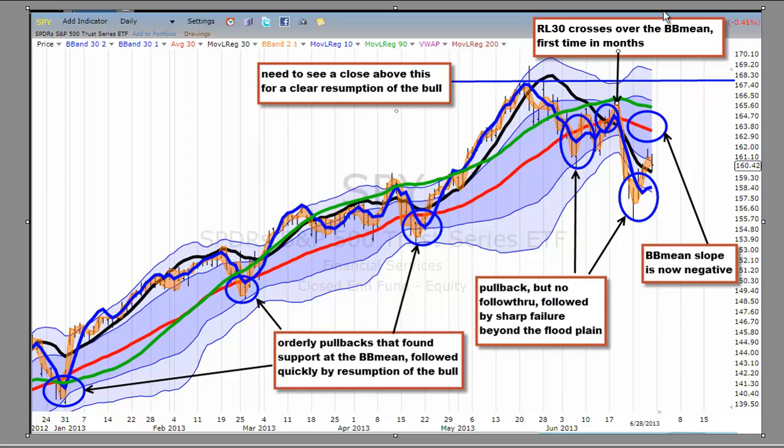So clear warning signs for us now. Slope is down. RL90 has rolled over. The RL30 has crossed the Bollinger Band mean. Price moved well outside of the floodplain. Failed at the edge of the river here. It's a one-day failure, but still, let's see what we've got. We've got the beginning of downward trending behavior, based on both regression lines and price being out of the river, all pointing downward. So that's the market health check.